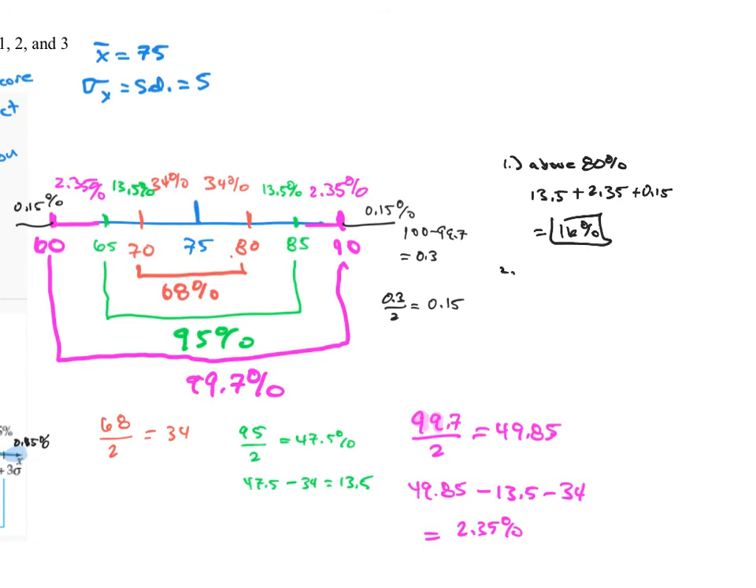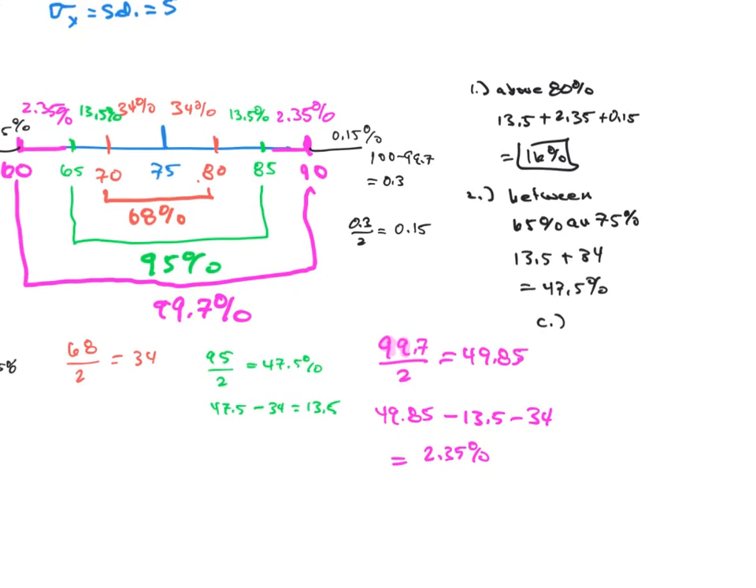What if question 2 said how many scored between 65% and 75%? We'll just go and look at the areas that we've already labeled, and you would see that we would do 13.5 plus 34. If I do 13.5 plus 34, I'm getting 47.5%. Let's do another problem.